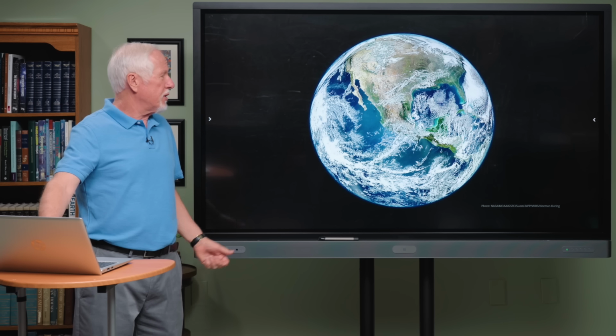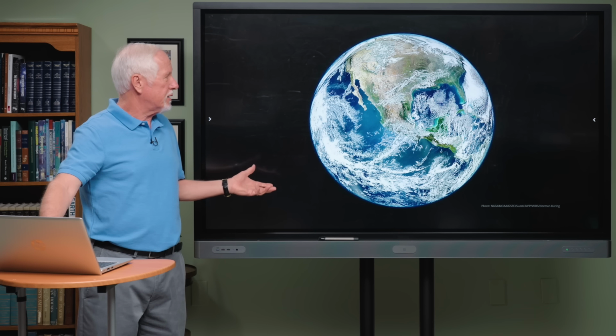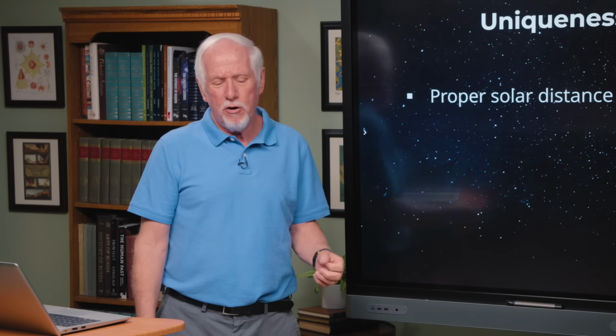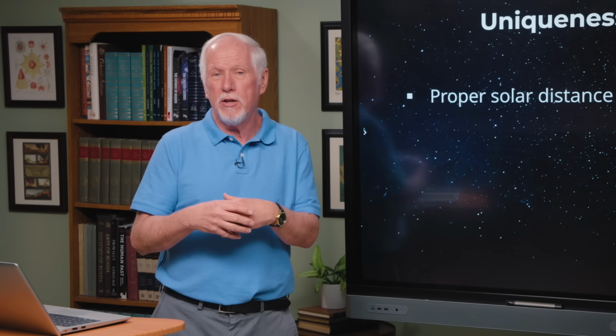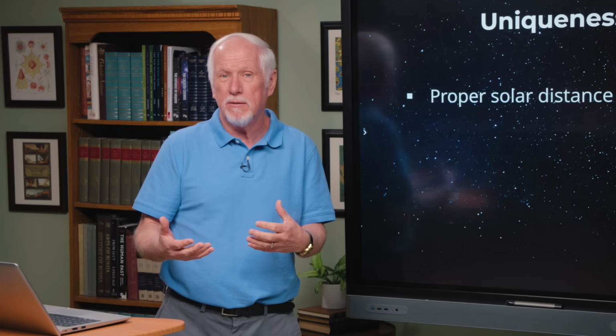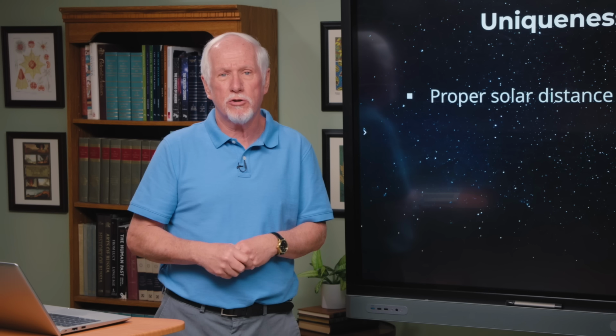And I would argue that the Earth is unique. This is one taken from space. I'm not sure exactly when, but it's showing you much of North America and some of Central and South America. And the Earth is unique in many ways. You see, it's got the right distance from the sun. If the Earth were a lot closer to the sun, we'd get more solar radiation, and the Earth would be very hot. Too hot for liquid water to exist.